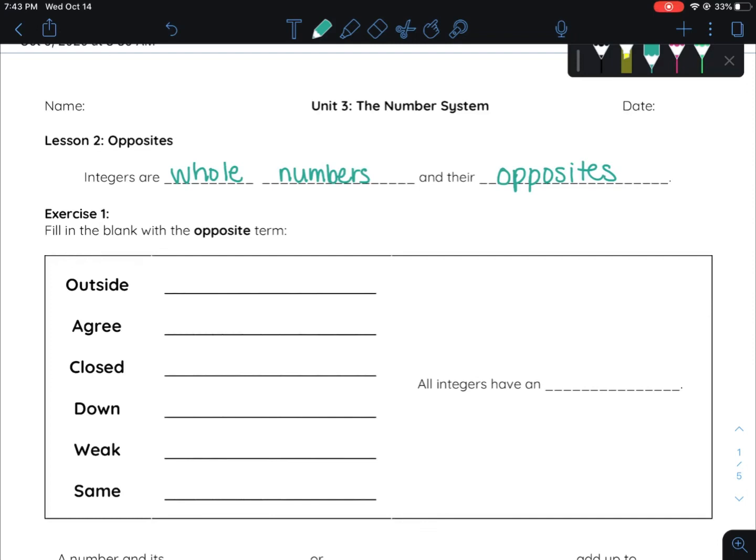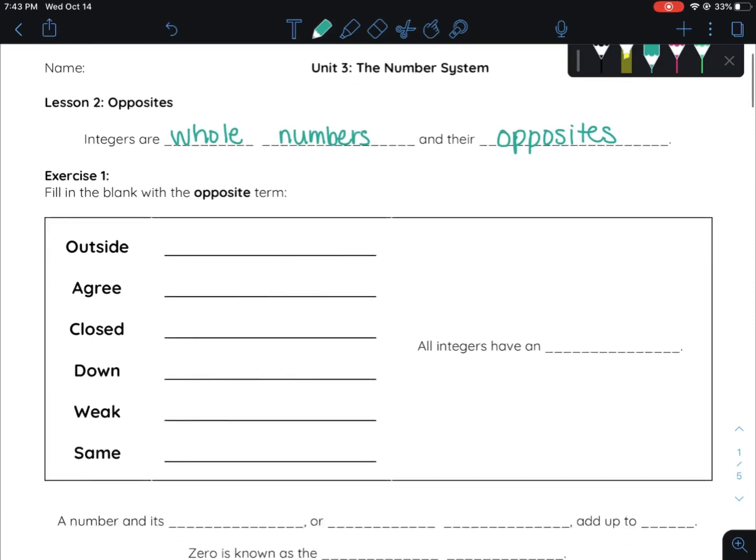Okay? Let's talk about what opposite means. In English class, or just in everyday life, the word opposite has a very specific meaning. For example, the opposite of outside would be inside. Opposite of agree would be disagree. Opposite of closed would be open. The opposite of down would be up. The opposite of weak might be strong. The opposite of same would be different. So all of these words have an exact opposite term.